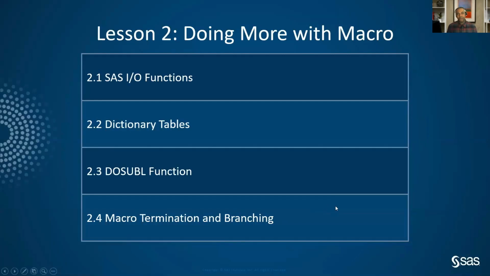All right, we are ready to start lesson 2. Doing more with macro. In 2.1, we will talk about SAS I/O, or input-output functions. We will talk about dictionary tables, the DOSUBL function, however you want to pronounce it, and then macro termination and branching. So let's start with 2.1.